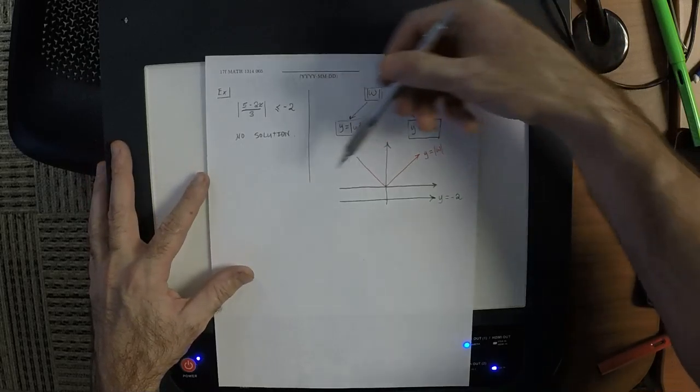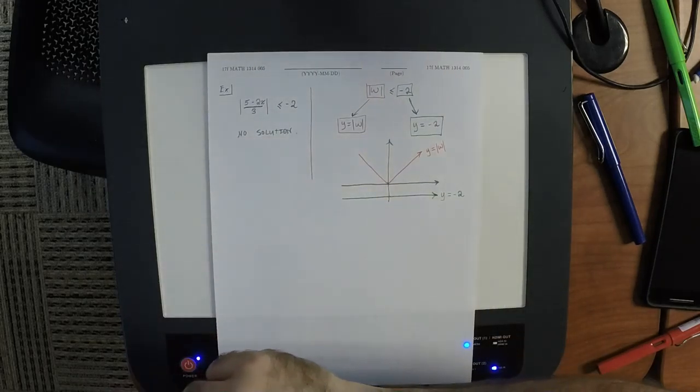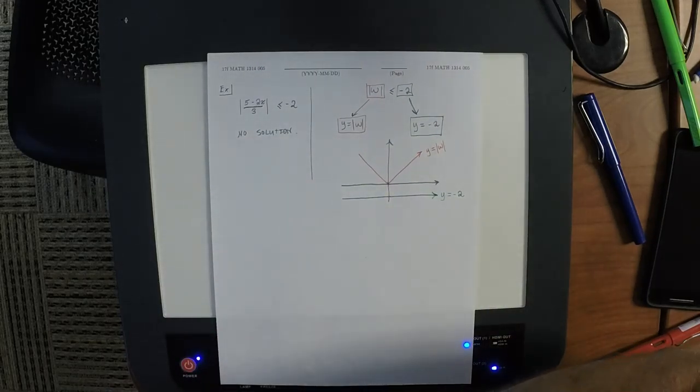List them out for me. None, right? There aren't any. Nowhere is red below green. That's why the answer is that there is no solution. Okay, good. Any question about this?